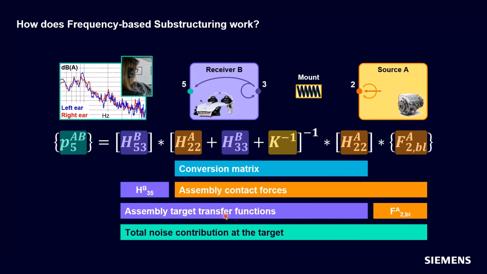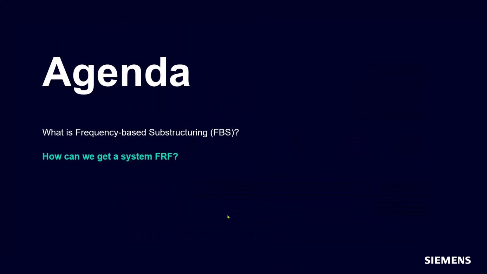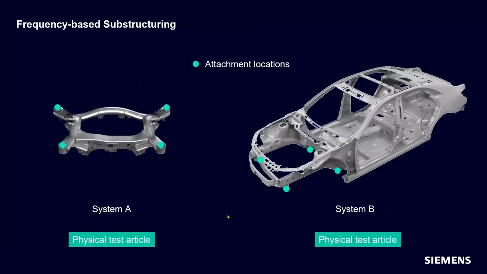So that's where we're going to go. We're going to get into the meat and potatoes of how we got that equation that we just broke down. Okay, so how can we get a system FRF? For our discussion today, we're going to look at a pretty simple system, system A and system B. In this case, we're going to use two passive components.